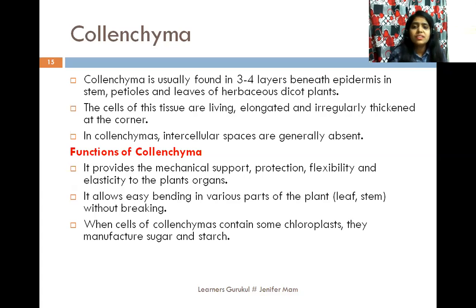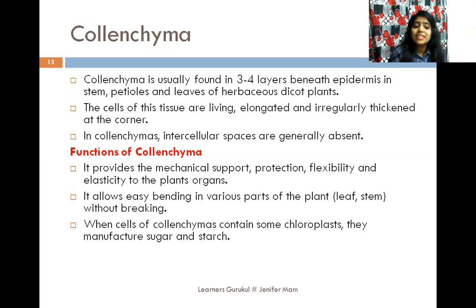So here the intercellular spaces are absent in this collenchyma tissue. Now let's talk about some of the functions of collenchyma. Collenchyma provides mechanical strength, that is, it protects and gives flexibility and elasticity to the plants and leaves. You can see the plant and leaves can bend. The stems also can bend to an extent. This flexibility is given by the collenchyma cells. So it allows easy bending of various parts of the plants without breaking.